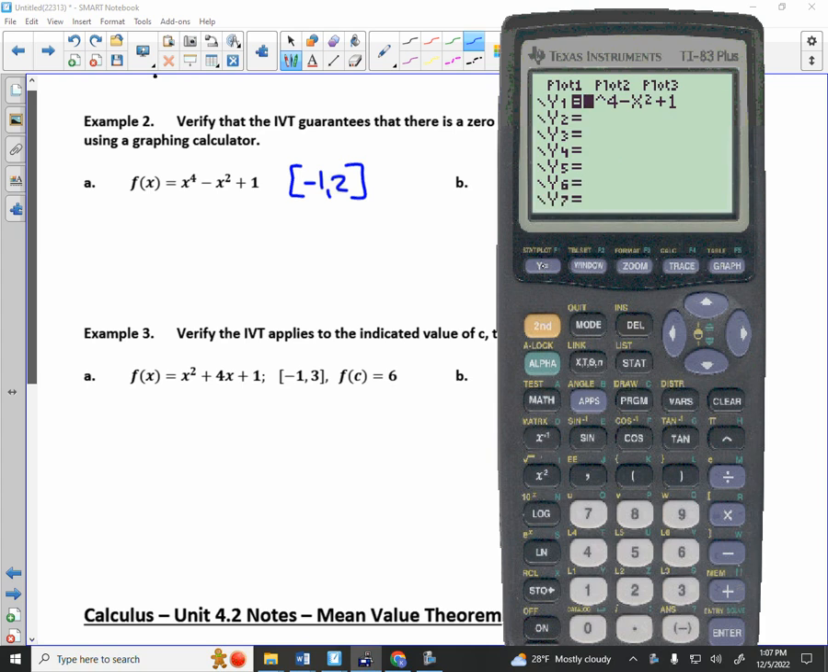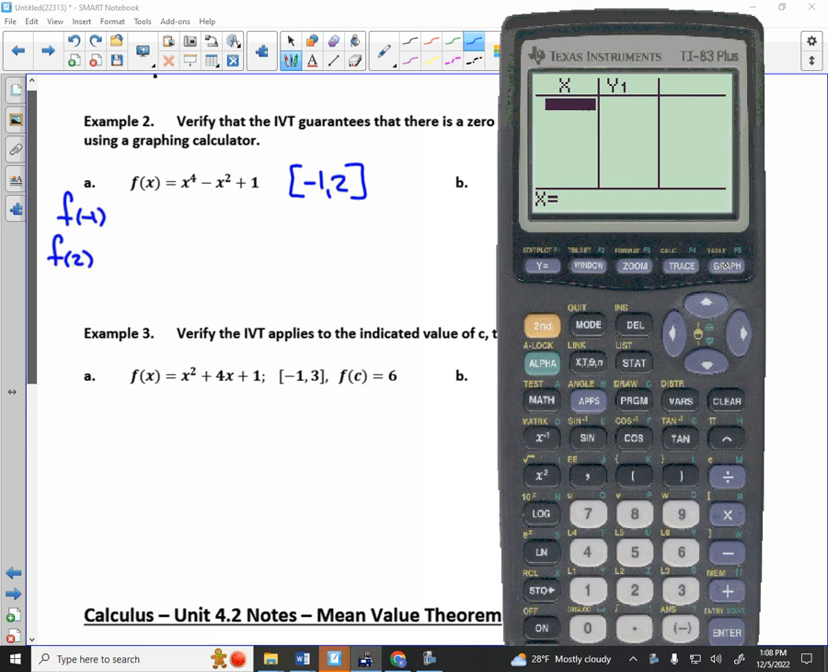So all I have is my function plugged in, and what I would like to do is show that it has a 0 between negative 1 and 2. So all I'm going to do is determine f of negative 1, and I'm going to determine f of 2. So I get to use my calculator. What is an easy way to go about determining these values? Go to my table. Negative 1, and I get a value of 1. Plug in 2, and you get 13.